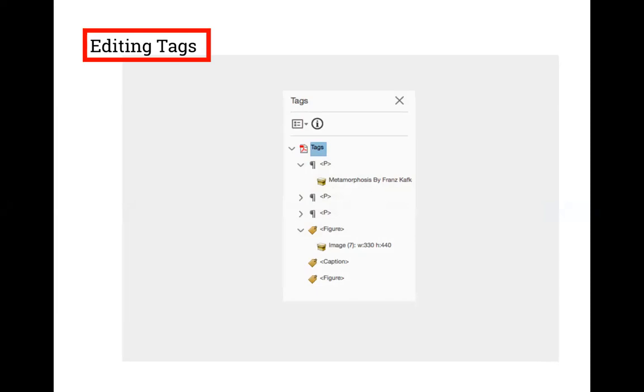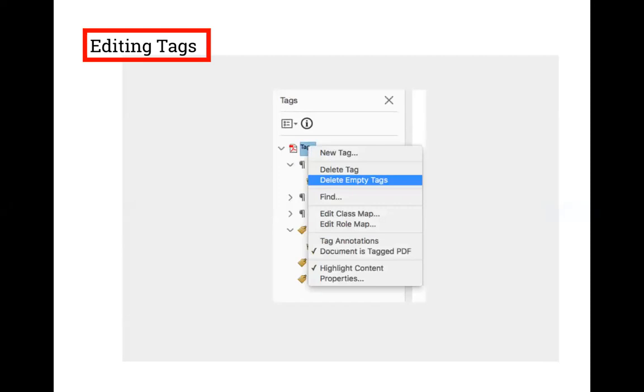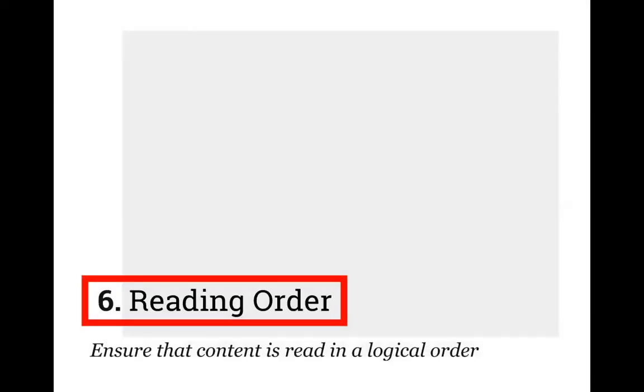And for anyone who has worked in HTML, this might look a little bit familiar. And from here, you can then decide that you want to, for example, delete empty tags. So anything that's gotten pulled in somehow empty, you want to get rid of those so that you can make sure that screen readers don't start getting caught on them. You can add new tags. You can sort of manually fix any issues that you see with the tags.